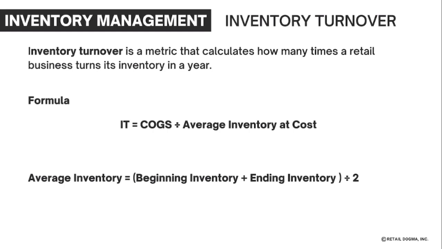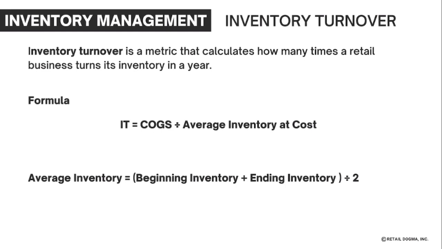Now, some of you might ask, how can I calculate the average inventory if the business only reports the closing inventory? For example, when you look at the balance sheet of a public company, you will find that they report closing inventory in the assets. You simply get the beginning inventory of this year by looking at the closing inventory of last year. So you go to the balance sheet of last year and get the closing inventory and use it as a beginning inventory for this year.